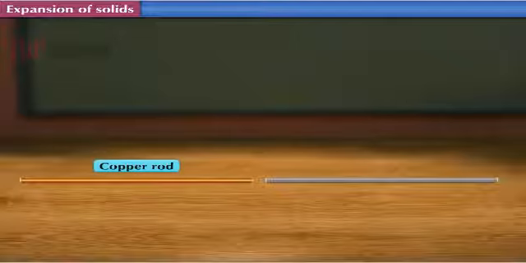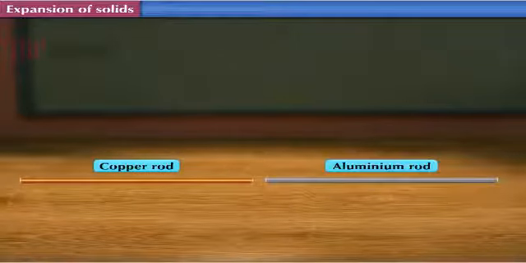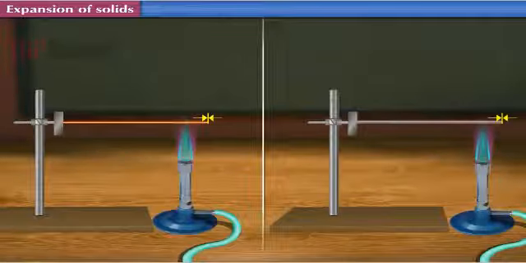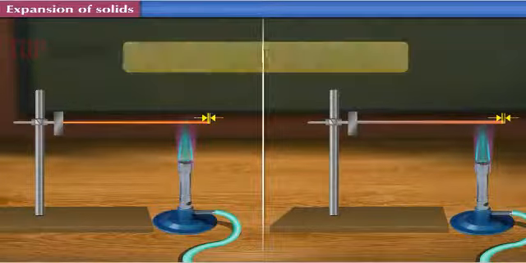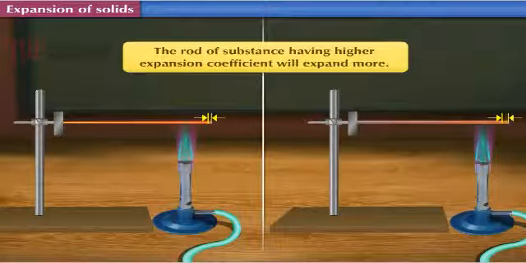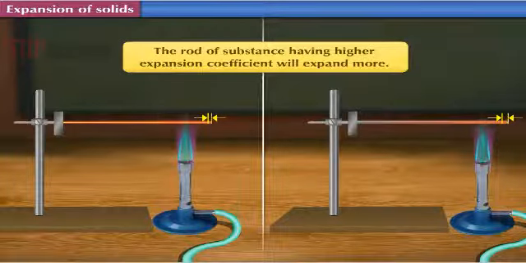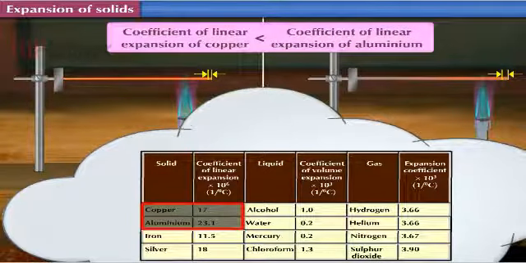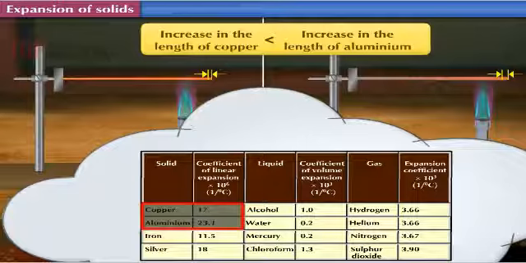If two rods, one of copper and another of aluminium, both having the same length, are set to increase the temperature by the same amount, then the rod of the substance having higher expansion coefficient will expand more. Here, the coefficient of linear expansion of copper is less than aluminium. Hence, the increase in the length of aluminium will be larger than that of copper. Come, let us now solve some numerical problems based on what we have learned.